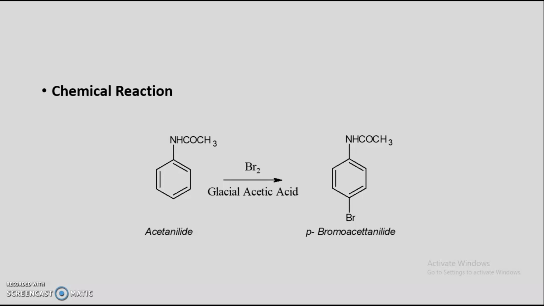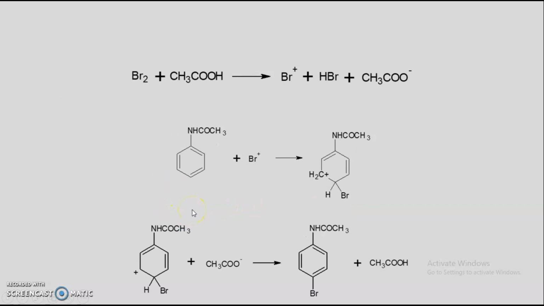Now two questions arise. What is the mechanism involved in the synthesis of para-bromo acetanilide? And another important question: why is the bromine group attached only at the para position? So let's solve these two queries.